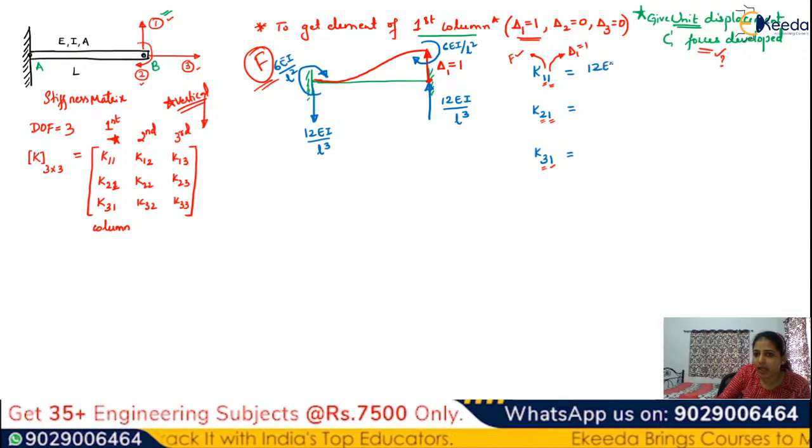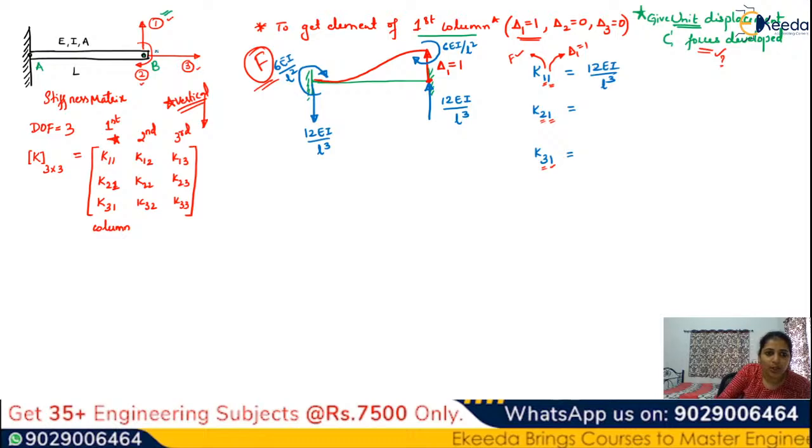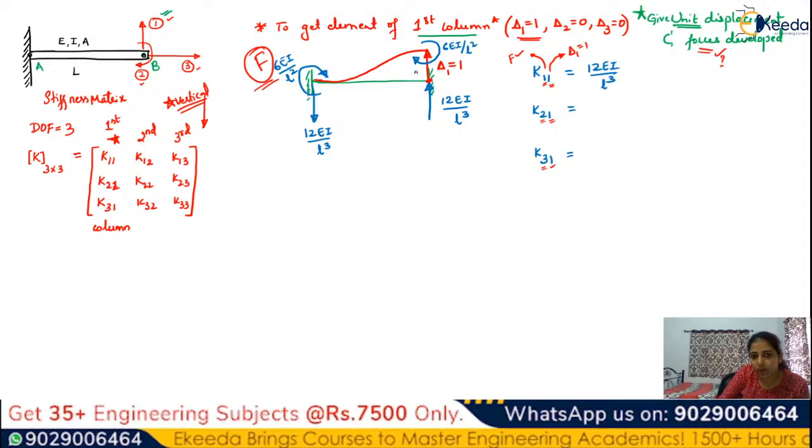12 EI by L cube. Understood? Now next, you are giving unit displacement in the first coordinate and seeing what is the force developed in the second coordinate. You come here in the problem and see what is the second coordinate. It is a clockwise movement at B. Come here, do you have any movement? Yes, we have a movement. This is also a clockwise movement at this particular point B.